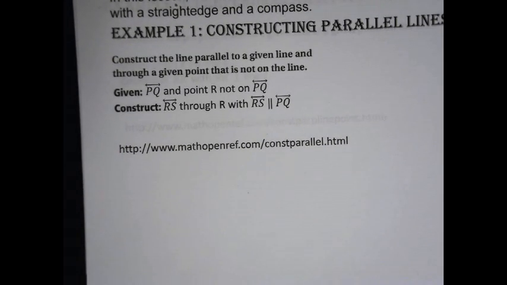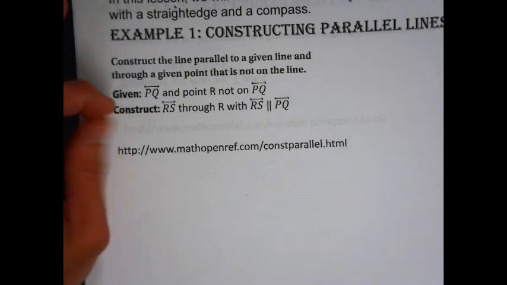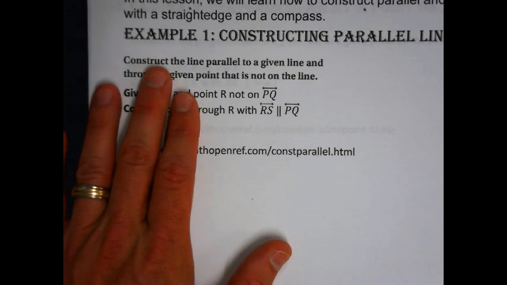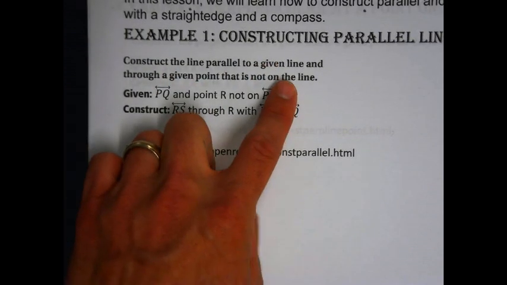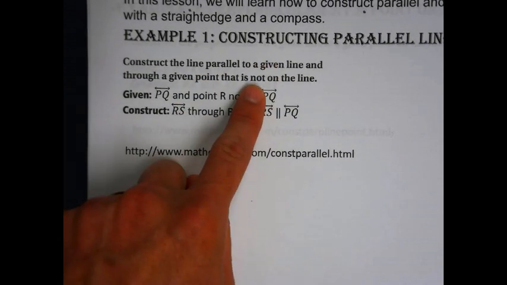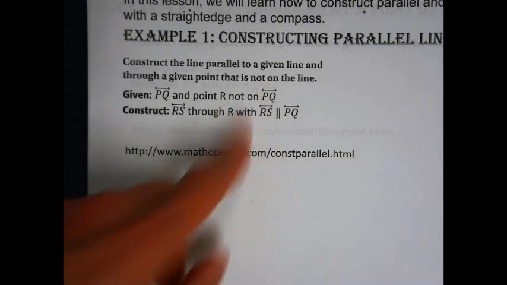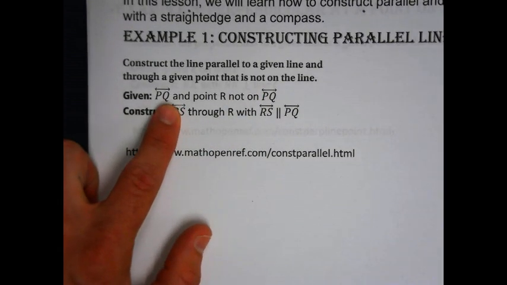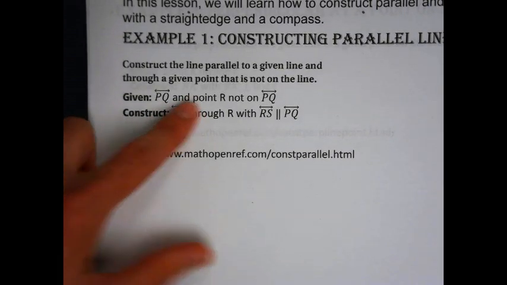So what we're going to do, I wanted to show you how the questions would look and then what to do with it. We're going to construct a line parallel to a given line and through a given point that is not on the line. Look at what's happening here. We have given line PQ and a point R not on PQ.